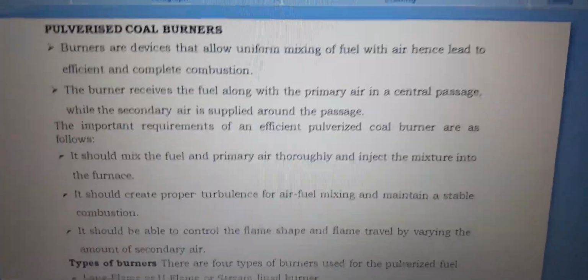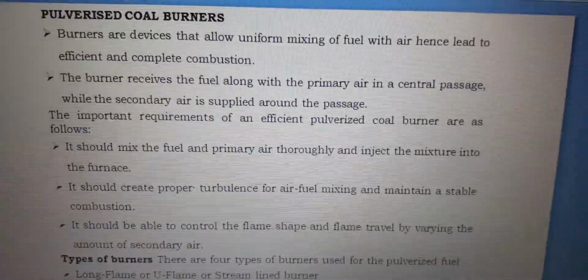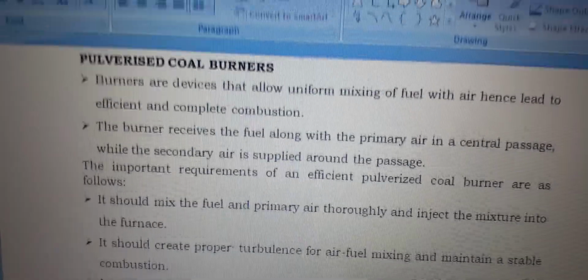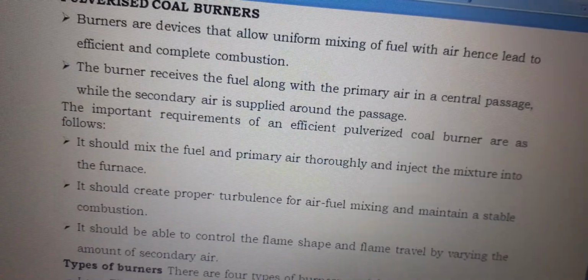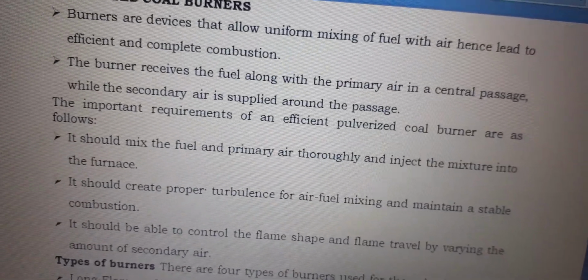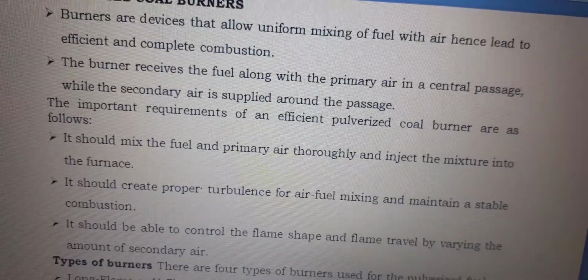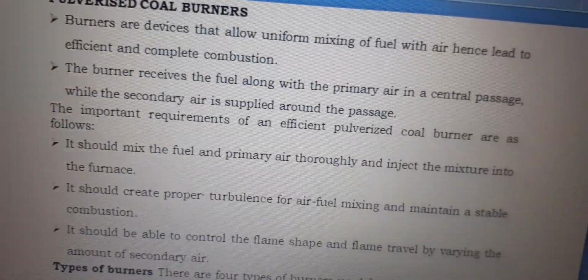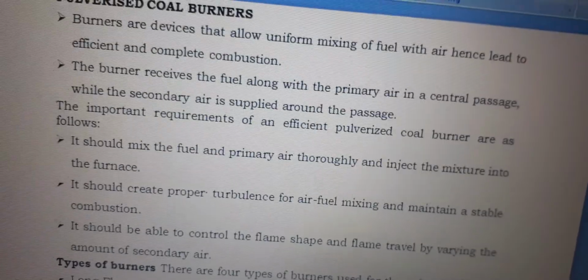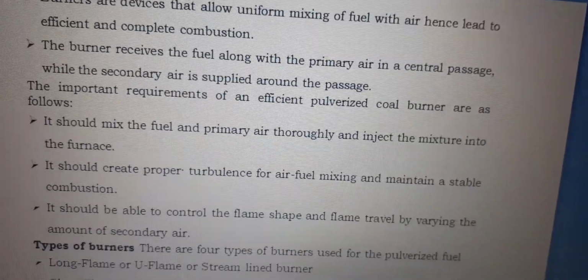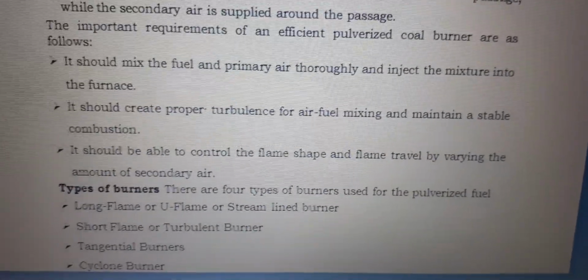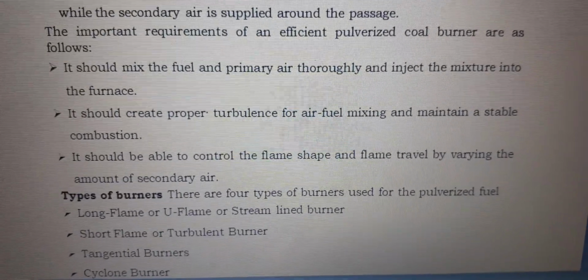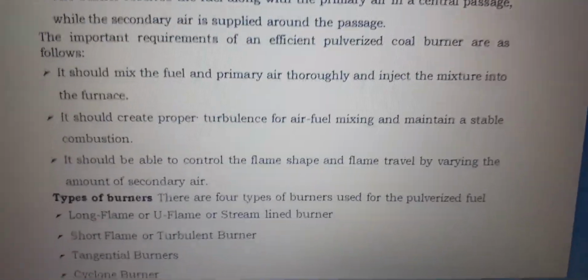Next, pulverized coal burners. Burners are devices that allow uniform mixing of fuel with air, hence leading to efficient and complete combustion. The burner receives the fuel along with the primary air in a central passage, while secondary air is supplied around the passage. The important requirements of an efficient pulverized coal burner are as follows: it should mix the fuel and primary air thoroughly and inject the mixture into the furnace.